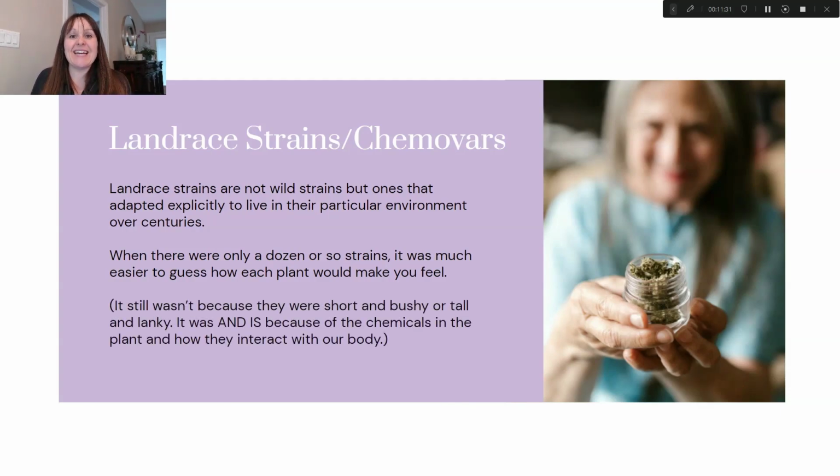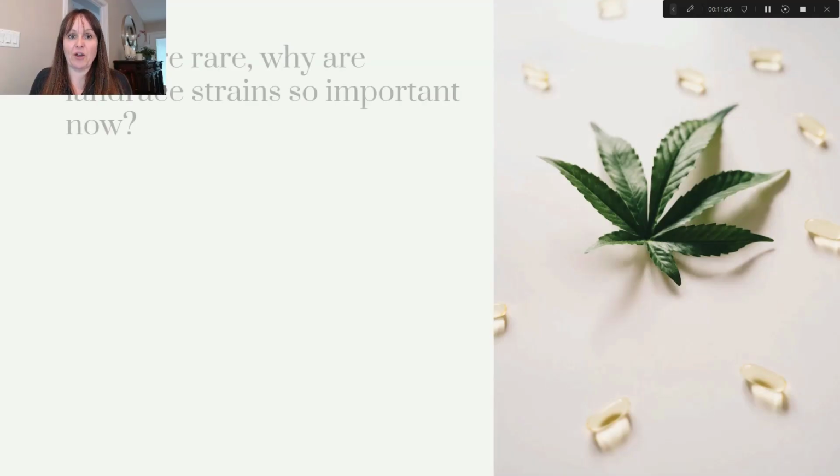But the predictability wasn't because one of them is long and tall and lanky, and one is short and fat and bushy. That's not why. The reason that they have different or predictable effects is because of the chemical makeup in the plant. What's the amount of THC or CBD and the terpenes and the other things that are in there, and how is that all interacting with our body?